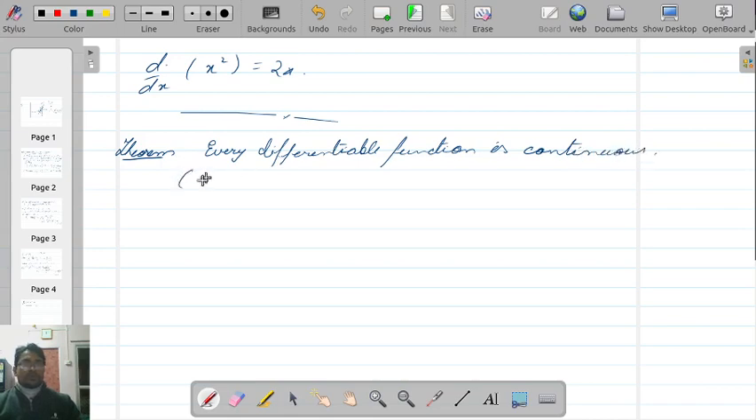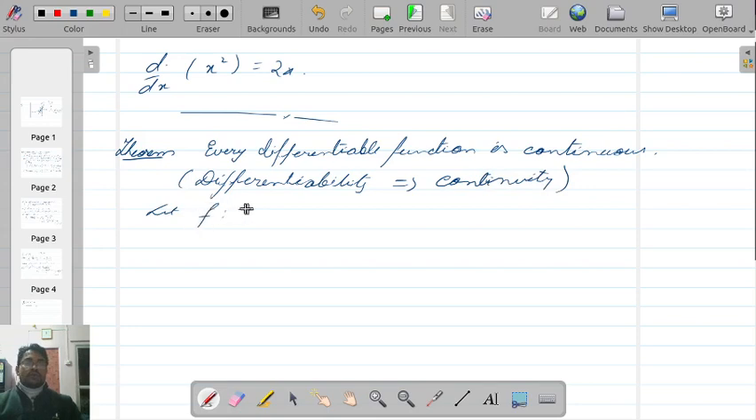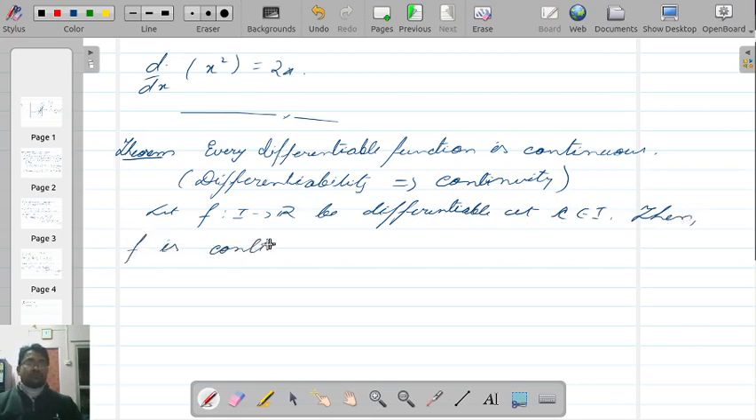Okay, or differentiability implies continuity. In short, we also write it this way: differentiability implies continuity. And in a proper way we write it something like this: let f from I to R be differentiable at c belongs to I, then f is continuous at c. Okay. So how will you prove it?